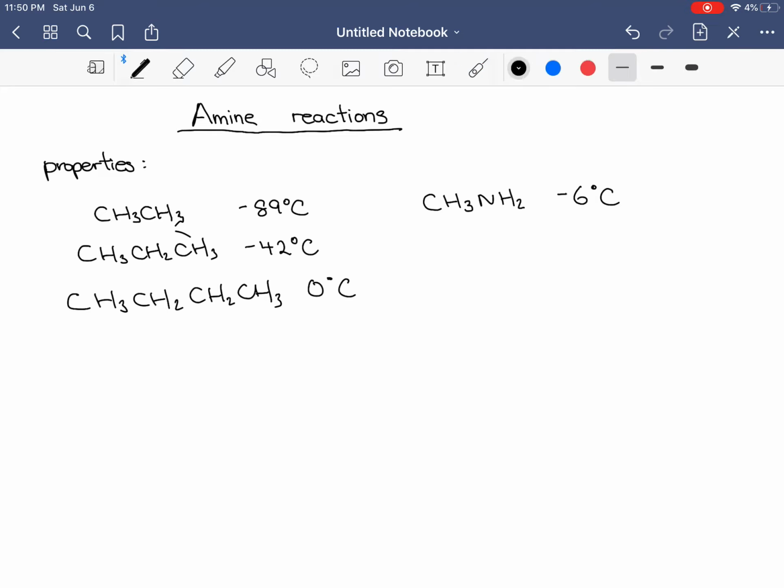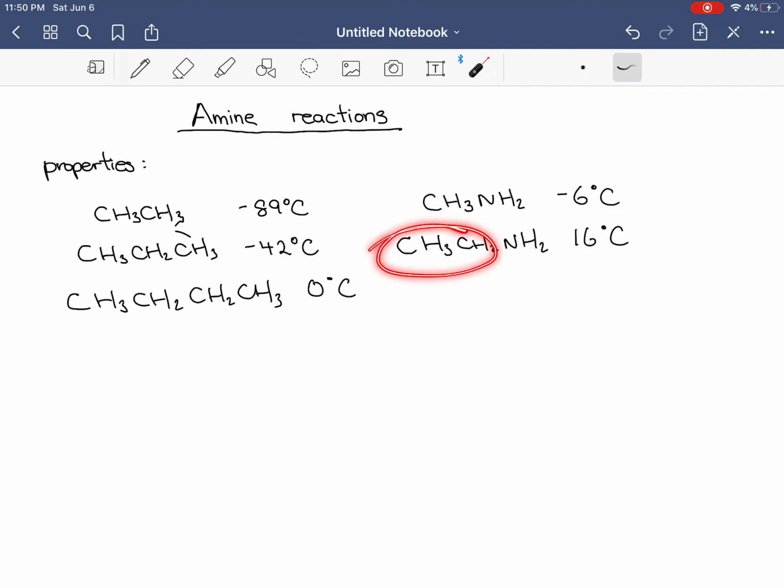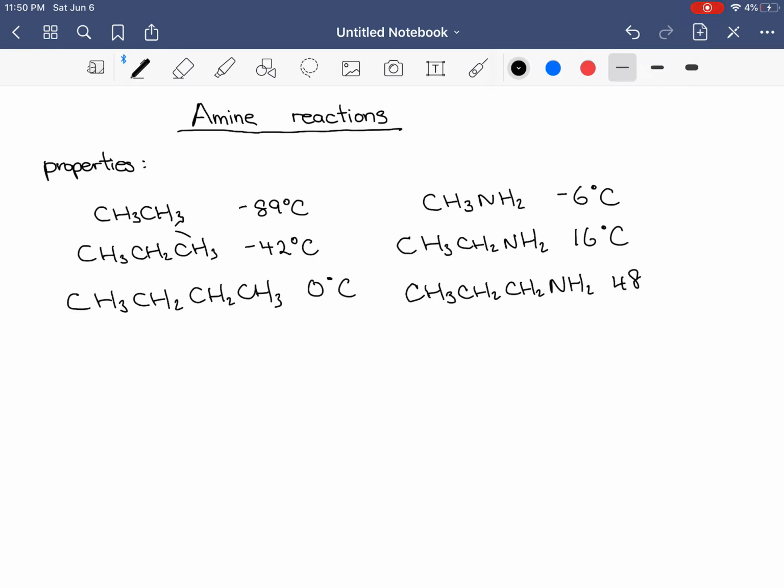Okay? Alright, so by increasing the chain length, we know the story here. Okay, more London dispersion force than here, so therefore you better supply more energy. Let's do one more. Okay, a 3 carbon amine. You're just going to get, of course, more intermolecular force to break, so therefore again more energy.